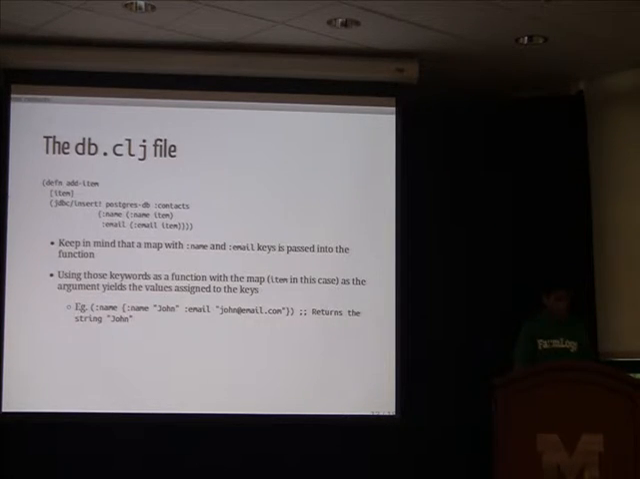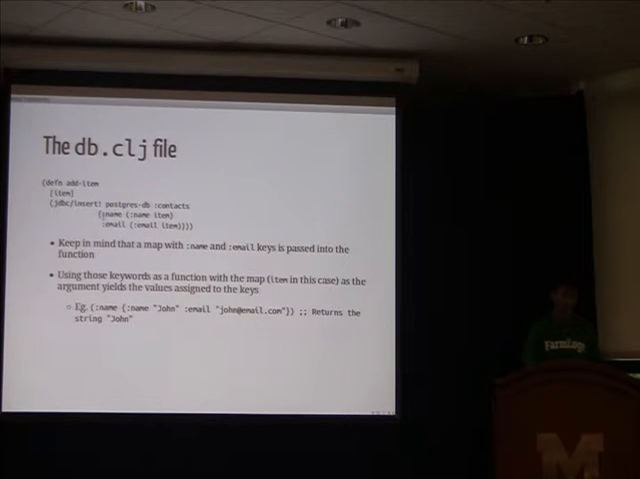We can also look at the add item function, which takes an item that you want to add, and it will use an insert function, and it operates upon the same database, PostgreSQL DB in this case. It adds things to the contacts table, and you essentially give it a map of the columns and the values you want to add to that column.